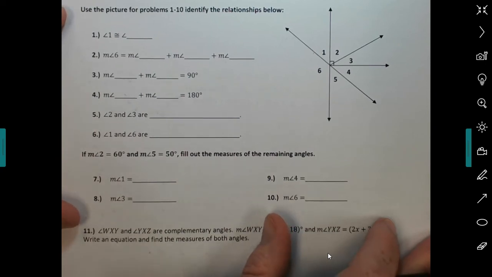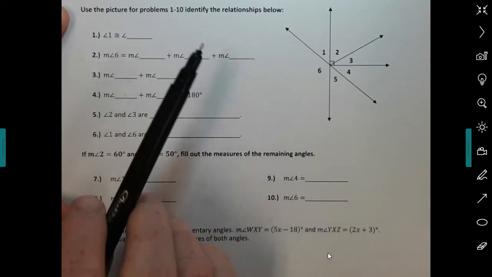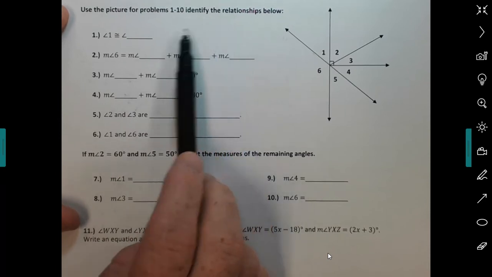All right, guys, here comes page 2. All right, so we want to try and identify some relationships.